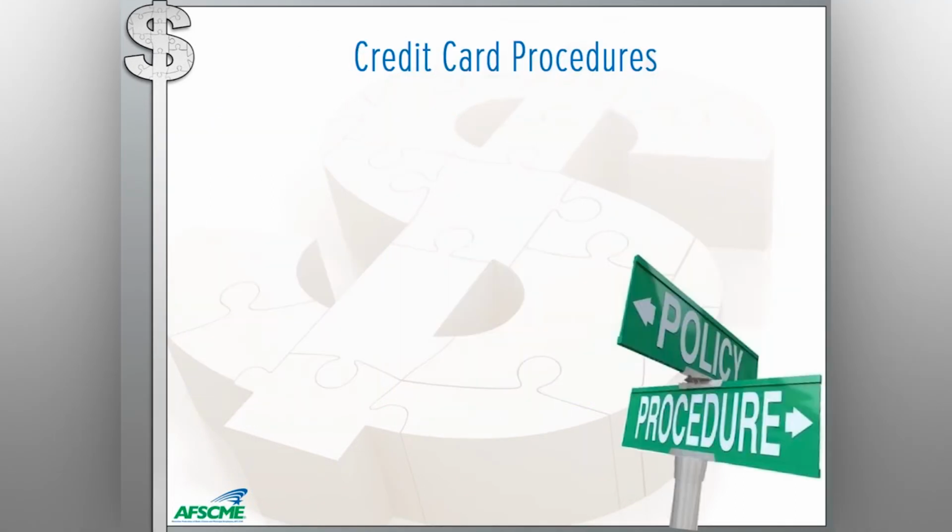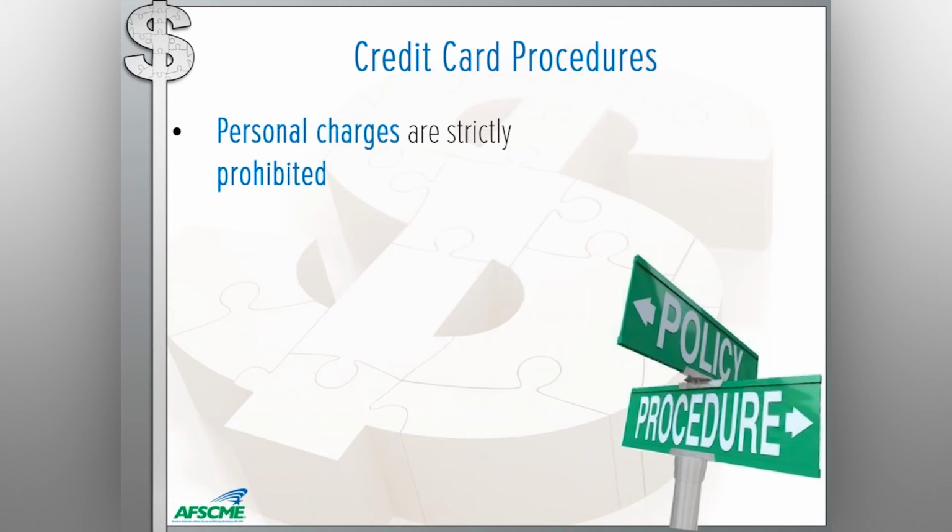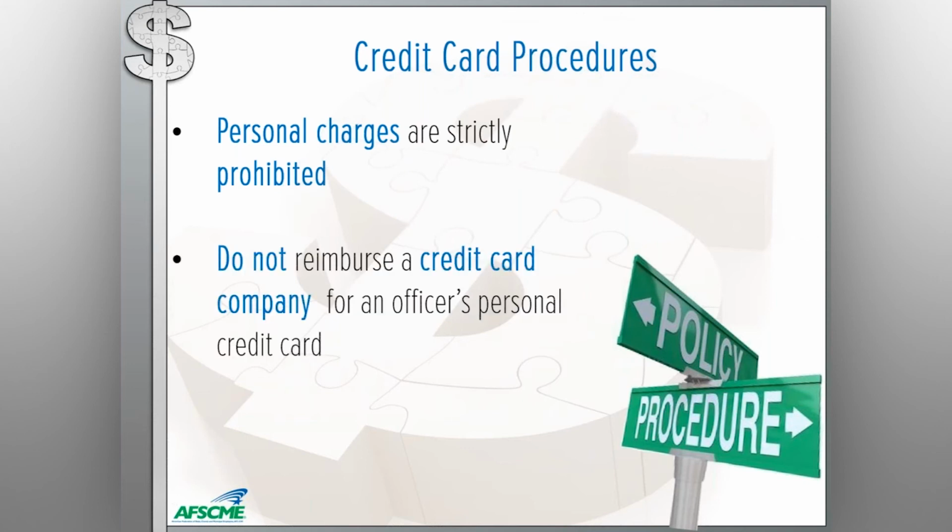Credit card procedures. Any affiliate that has a union-owned credit card needs to establish a credit card policy. One of the things in that policy should state that personal charges are strictly prohibited. You can never make a personal charge on a union-owned credit card. If the affiliate does not have a union-owned credit card and an officer uses their personal credit card for union business purposes, you always reimburse the officer, not that credit card company. It looks very odd to see payments going to a credit card company if you don't have a credit card.